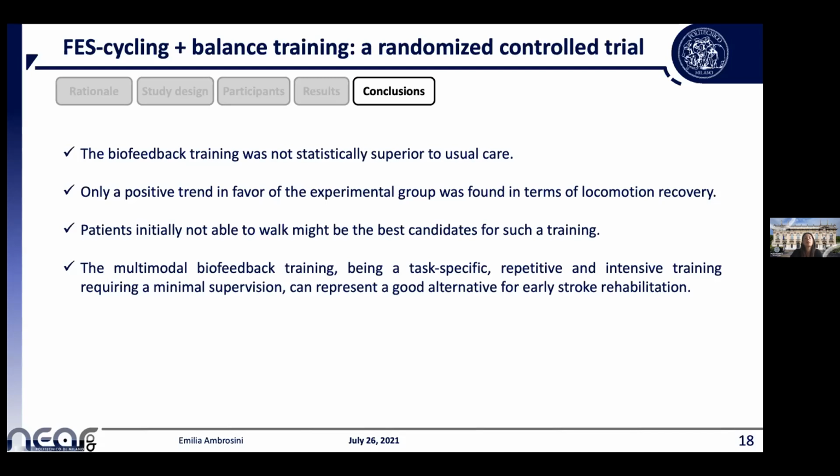While if patients are already able to practice gait training, probably they can just be involved in gait training, and of course they could achieve similar improvements.